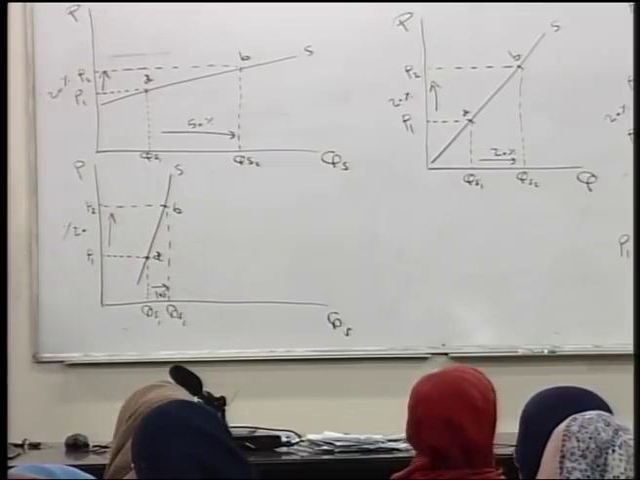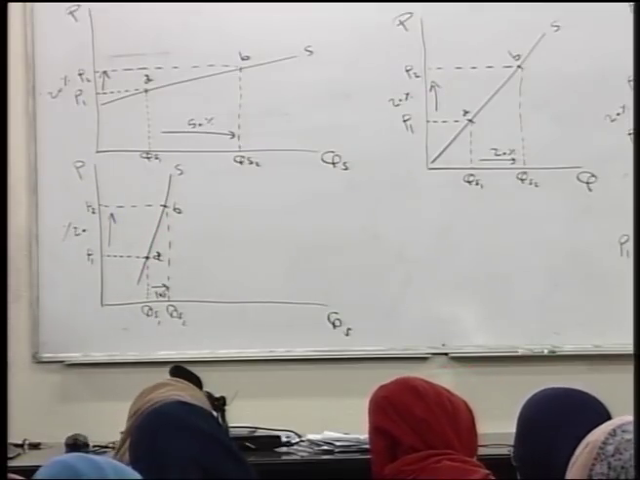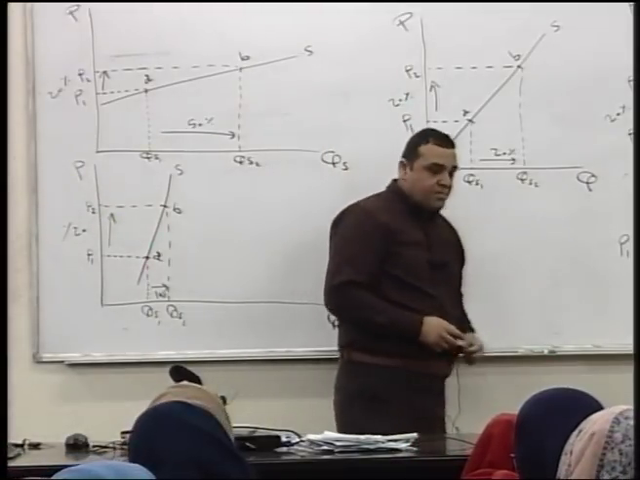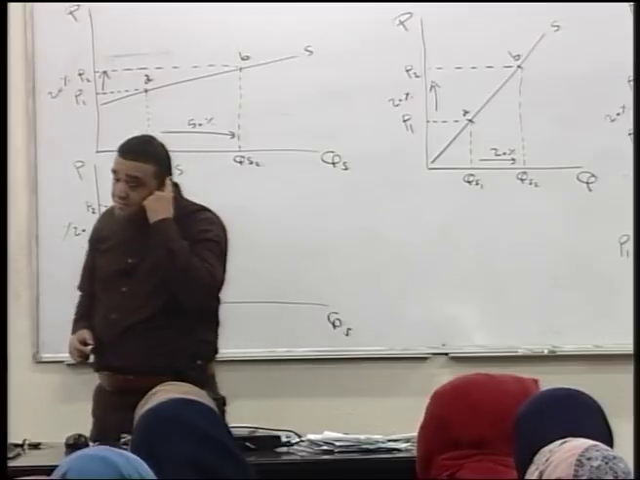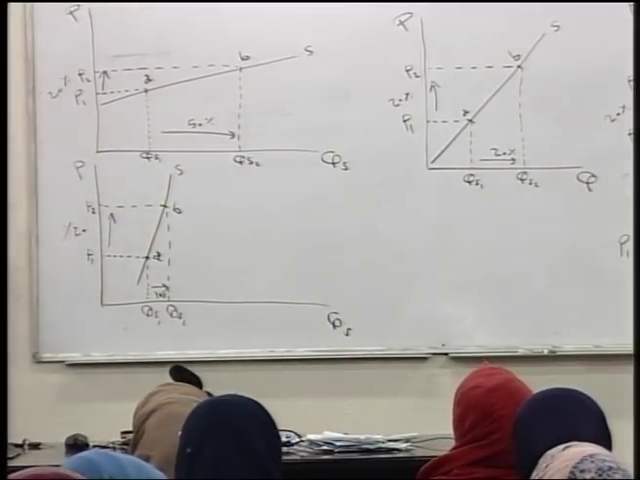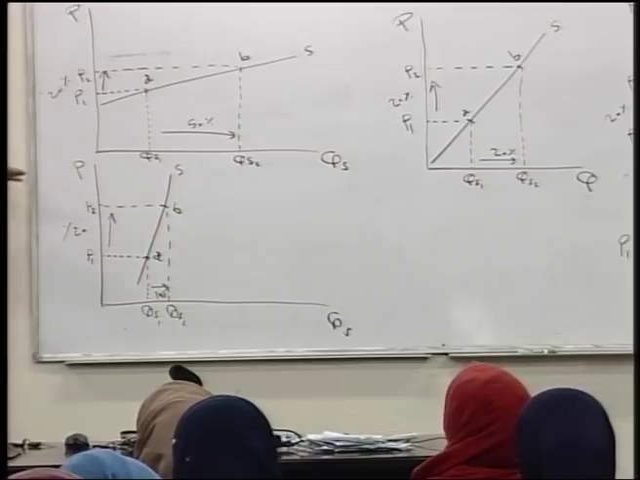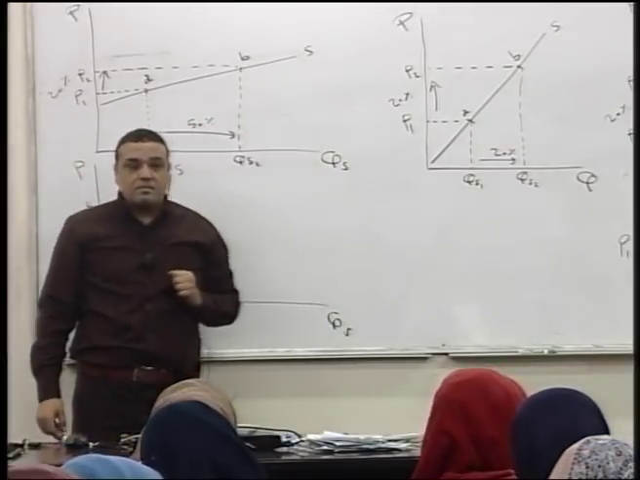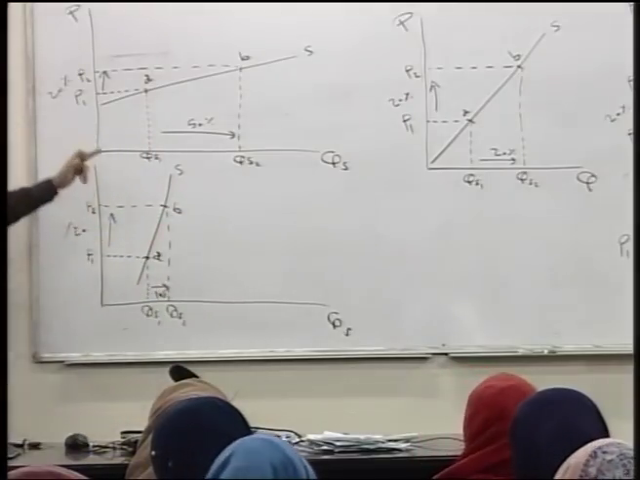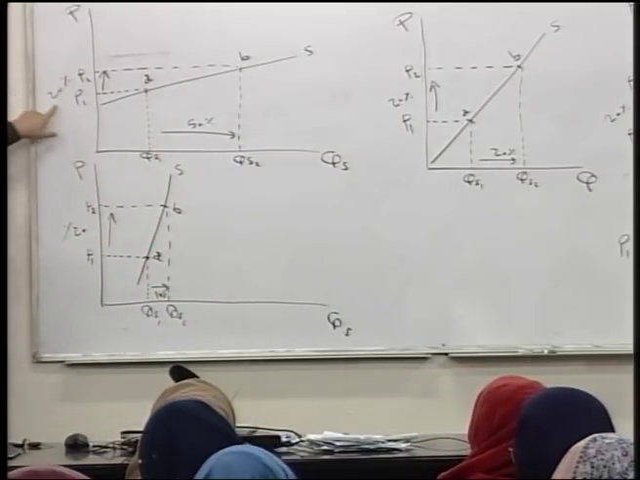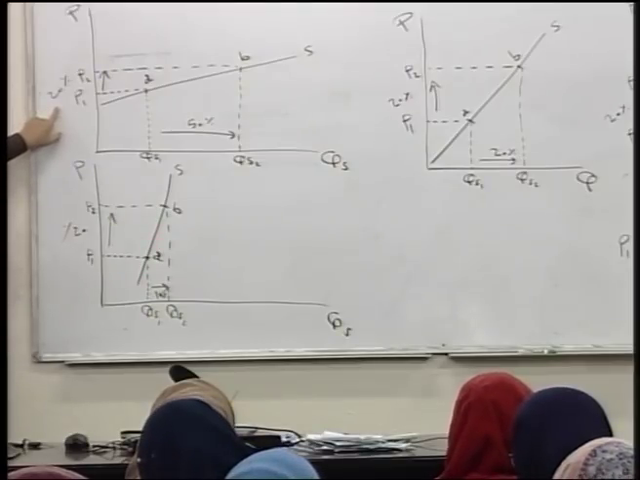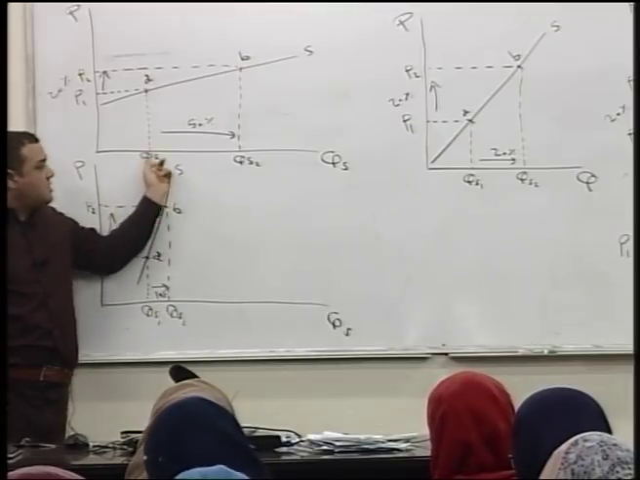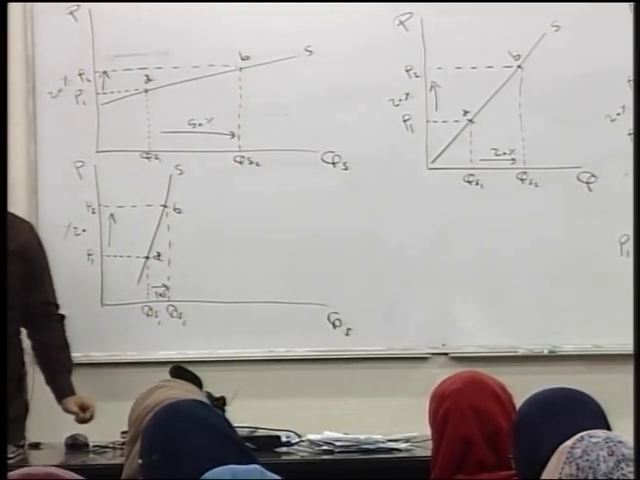Okay, as you see here, we have 5 graphs that show the different shapes for the supply curve. In the first graph, here we have a supply curve which is close to the horizontal axis. As the price goes up by 20%, we have a movement from point A to point B here. The quantity supplied goes up by 50%.